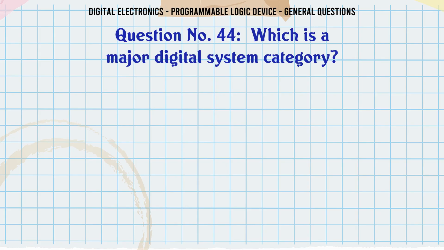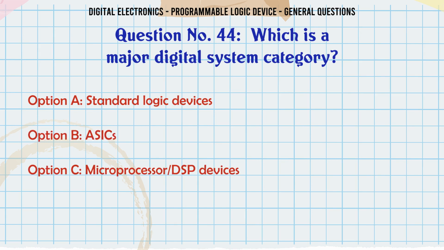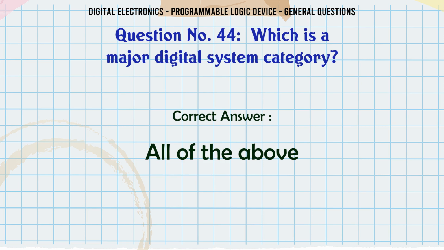Which is a major digital system category? A. Standard logic devices. B. ASICs. C. Microprocessor DSP devices. D. All of the above. The correct answer is all of the above.